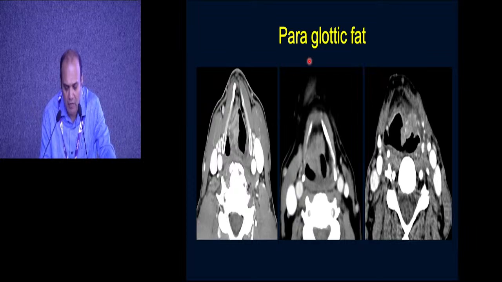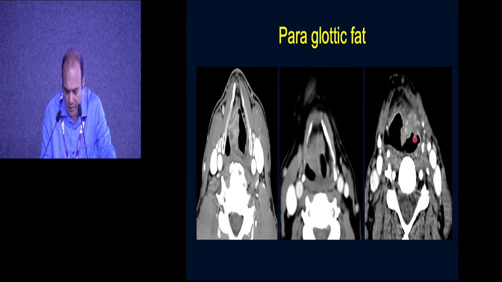Okay, the paraglottic fat here, this is all at the level of the supraglottic larynx. You can see that this is the right paraglottic fat here. On the right side it is obliterated. You can see an enhancing lesion there, and here it is almost coming to the pre-epiglottic space. The same is seen on this CT scan as well. And you can see the left epiglottic fold and extension into the paraglottic fat.